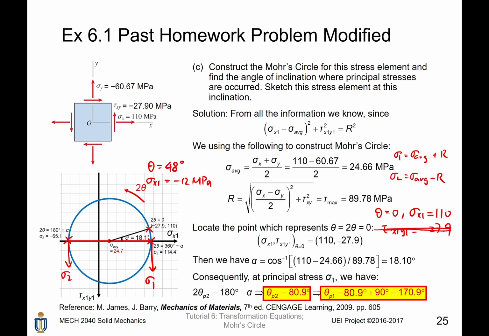Similarly, for sigma 1, we consider this angle. This angle represents 2 theta p1, but it is just adding 180 degrees to 2 theta p2. Therefore, theta p1 equals 80.9 degrees plus 90 degrees, which equals 170.9 degrees.